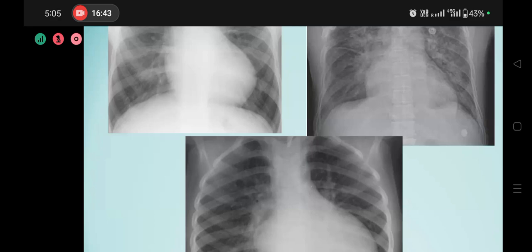This one, the left upper one, shows the right ventricular configuration. Apex lifted up from the diaphragm with an acute angle at the diaphragm. The right upper one shows the apex dipping into the diaphragm, and therefore there is an obtuse angle from the diaphragm to the outline of the heart.